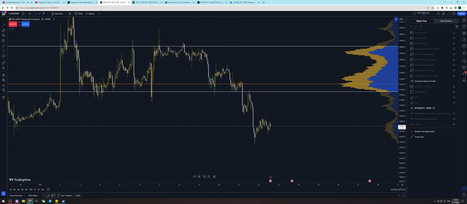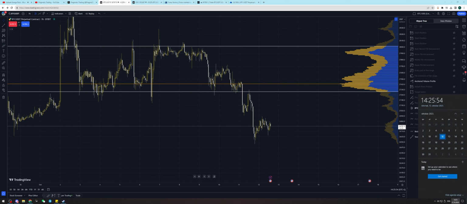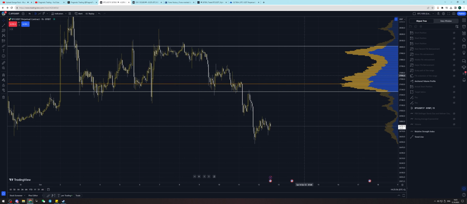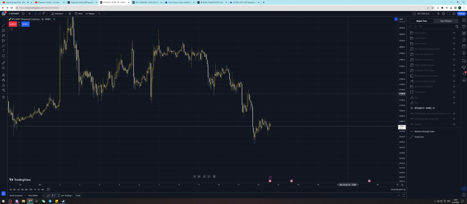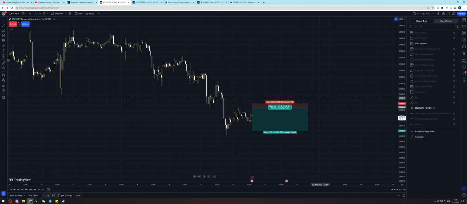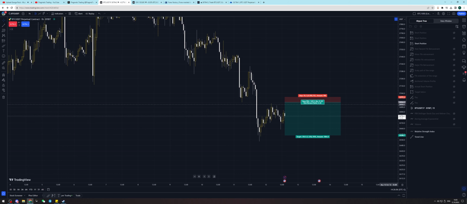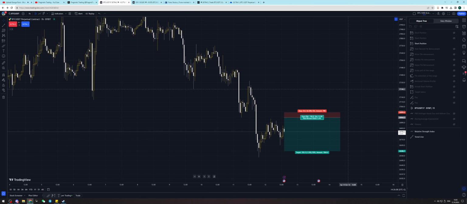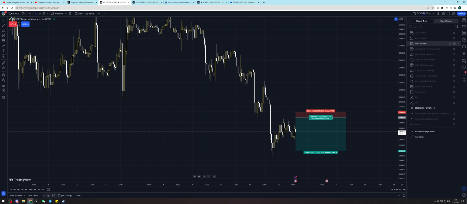Now, we don't have much time. We have 4.5 minutes, or 4 minutes in total, so let's focus. Let's turn off this anchored volume profile. I have 3 short setups, okay? All of them have a very, very tight stop loss or invalidation level. This is the first one. Entry is around 26.9, so it's a little bit above this wick.